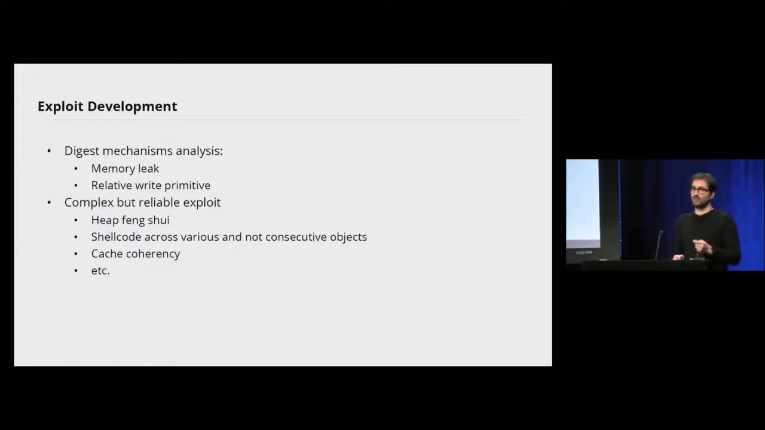One was a read primitive that allowed you to dump the heap of the HSM. The other one was a relative write primitive that allowed us to write data located after the state that had been restored. I won't go into details, but by allocating several objects on the HSM and by triggering the bug, we were able to corrupt the memory of other objects and then get code execution from that.